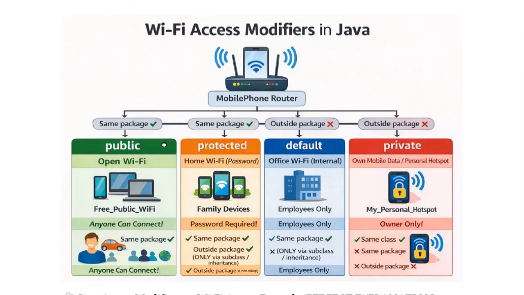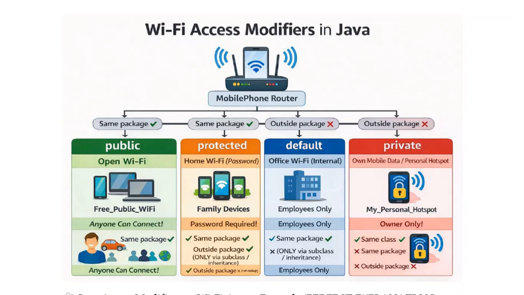Next, we'll discuss these access modifiers with a real-time example: Wi-Fi access modifiers in Java. I'm comparing with the real-time entity Wi-Fi. If I have a mobile phone router and it is an open Wi-Fi, anyone can access it. Am I right? Free. It is open to all. Anyone can connect. Okay. Here we'll use some terminologies, packages.